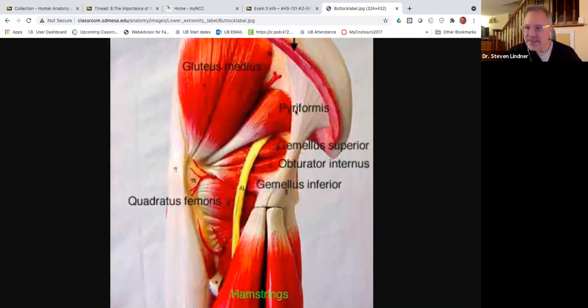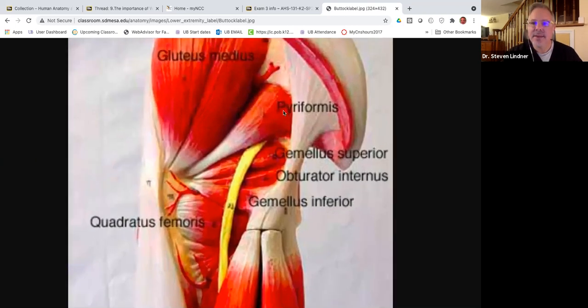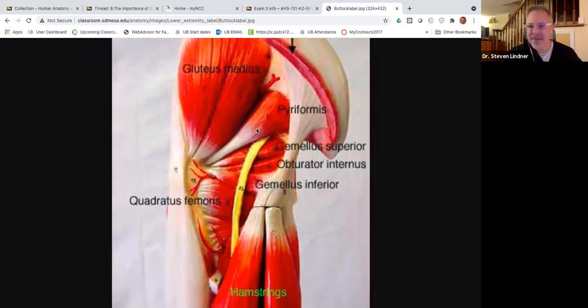The piriformis, there's a little typo here. It should be P-I, right? P-I-R-I. It's not P-Y, so there's a typo there. Piriformis is spelled P-Y-R-I-F-O-R-M-I-S.